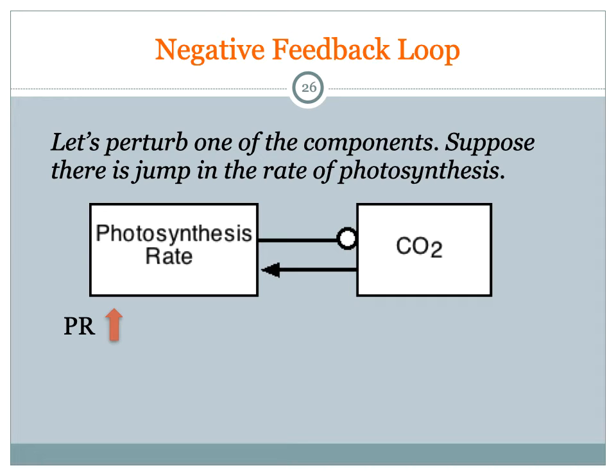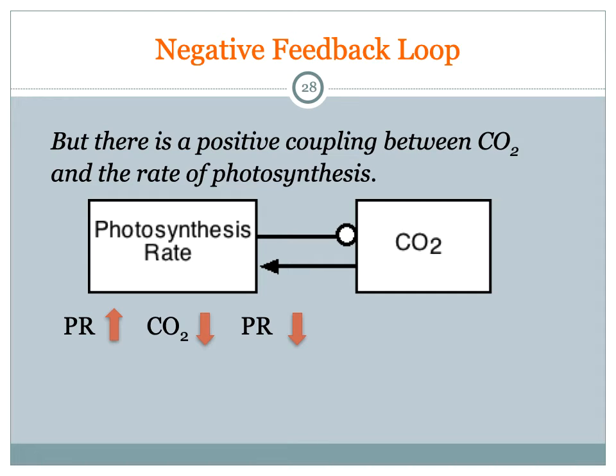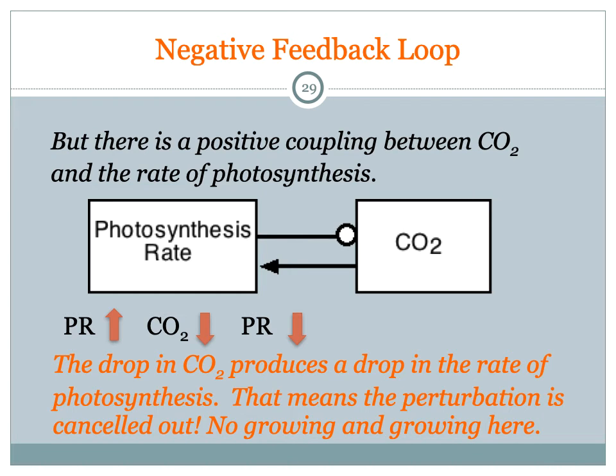Okay, increase the rate of photosynthesis. Carbon dioxide in the atmosphere decreases. Now, the rate of photosynthesis decreases too. The change to the system, the perturbation, is canceled out. There's no growing and growing here. This kind of loop stabilizes the system.